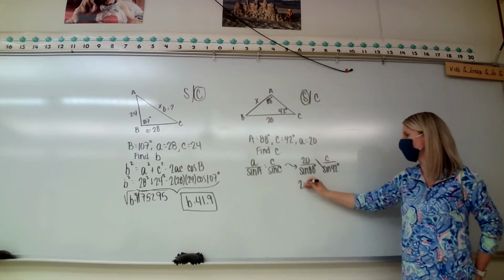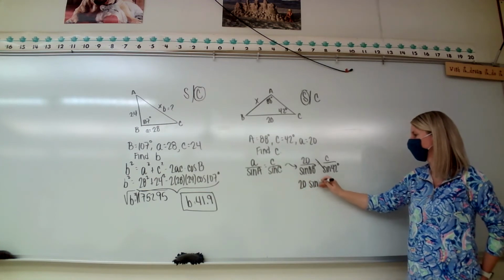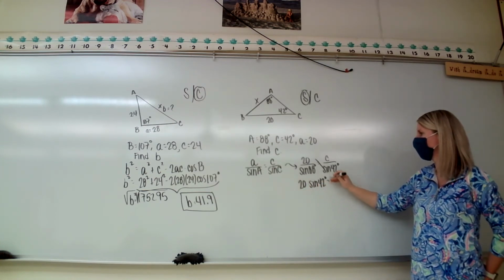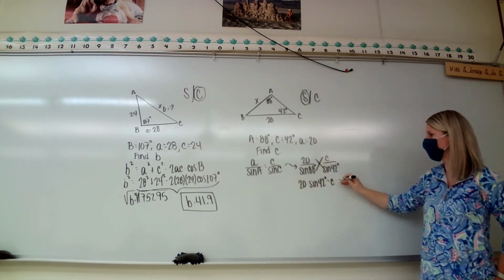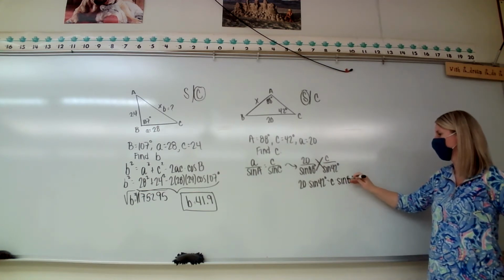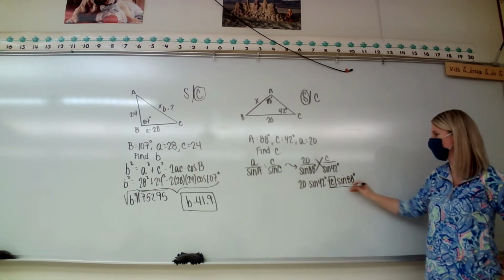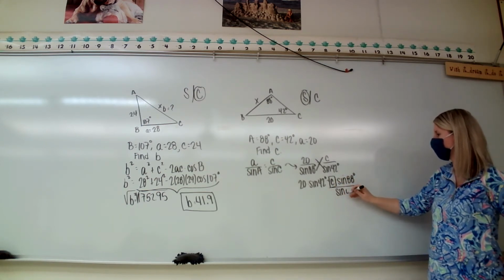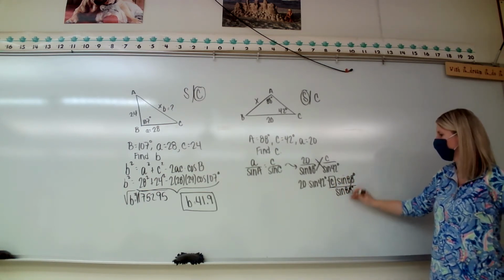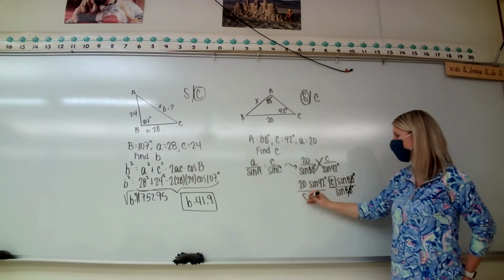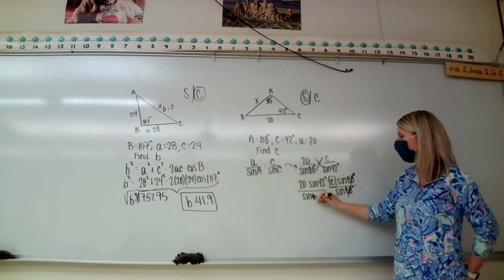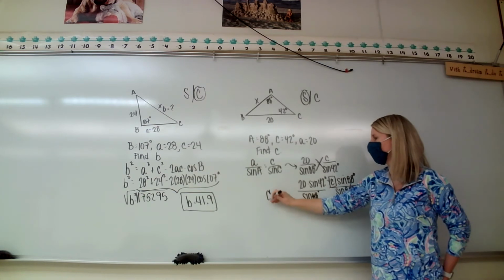I'm gonna cross multiply. I put my equal in the middle and I cross the other way. And then last but not least, I just need to get this C by itself. So I'm gonna divide by sine of 88. But once again, our main goal is to just kind of set everything up so we can use that calculator to find our answer.